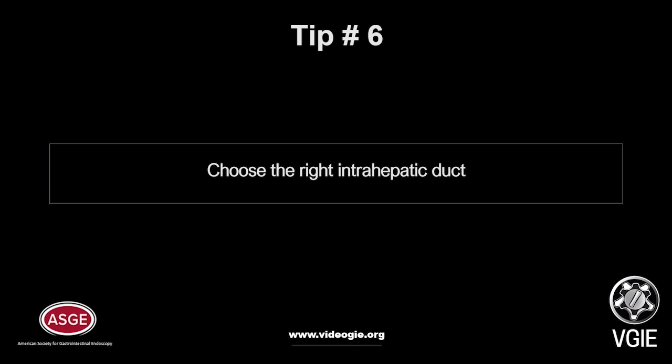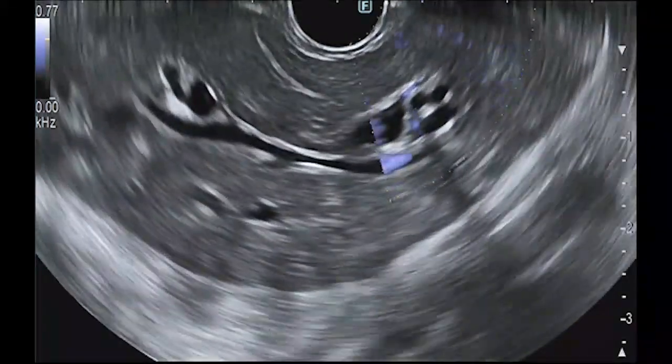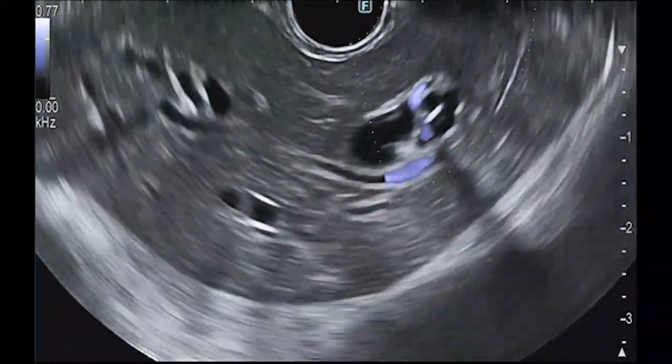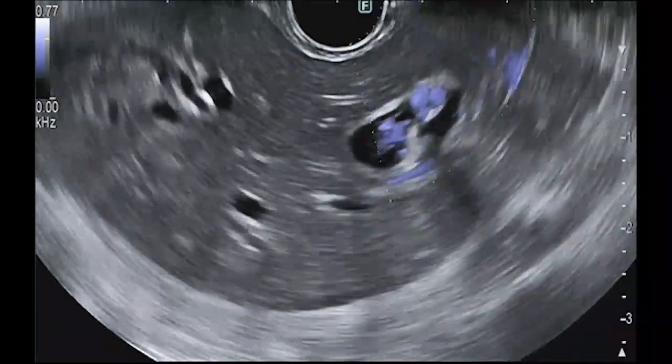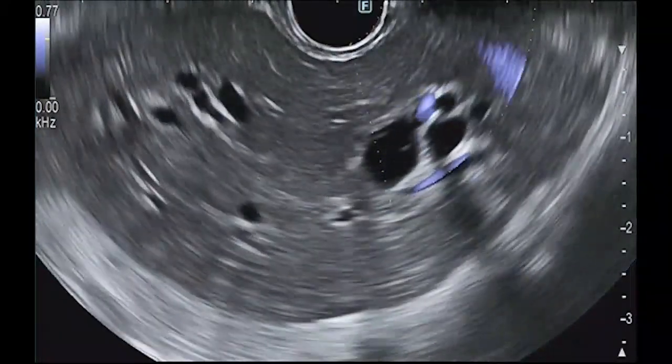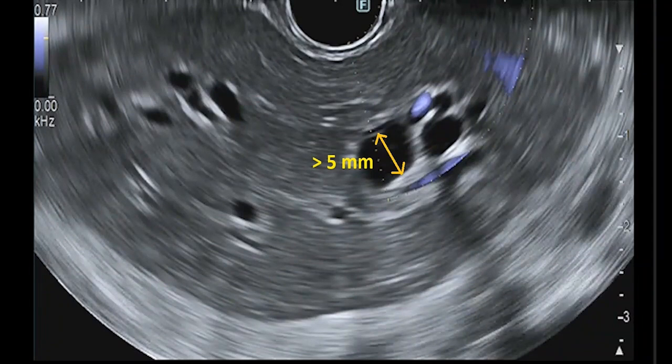Choose the right intrahepatic bile duct. A target intrahepatic bile duct of greater than 5 millimeters is generally recommended as this is associated with a higher rate of technical success. Experienced endosonographers may be comfortable with 2 millimeters or more in select patients.